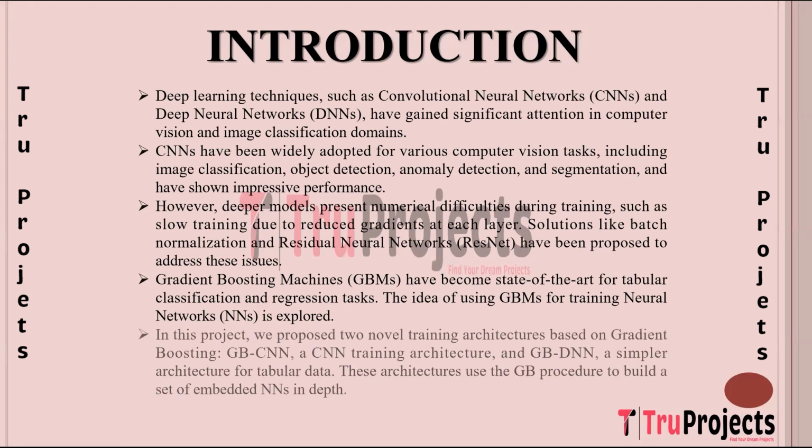In this project, we have introduced two innovative training architectures, GBCNN, that is Gradient Boosting Convolutional Neural Network, and GBDNN, Gradient Boosting Deep Neural Network. These architectures utilize the gradient boosting procedure to construct a series of embedded neural networks in depth. GBCNN is designed for training convolutional neural networks using a boosting approach, potentially enhancing performance in computer vision tasks. On the other hand, GBDNN offers a simpler architecture tailored for tabular data, aiming to leverage the benefits of gradient boosting in this domain.